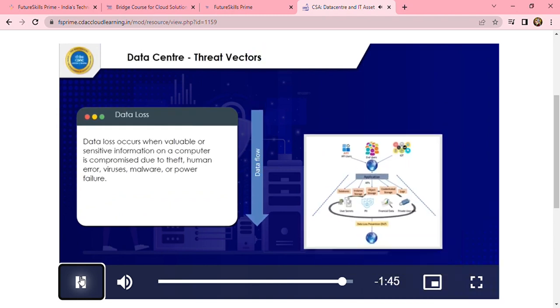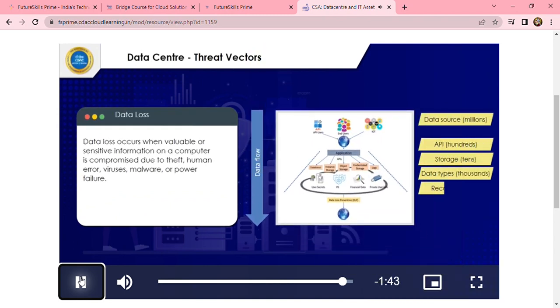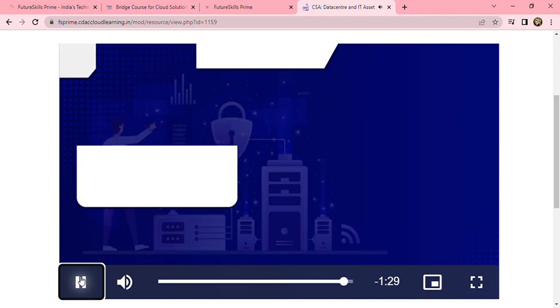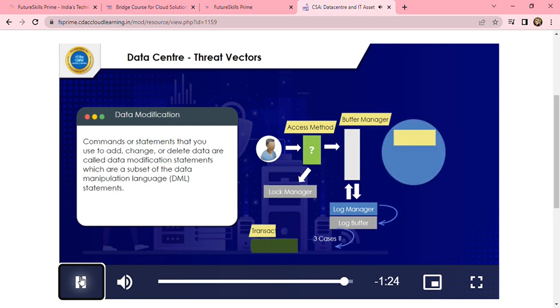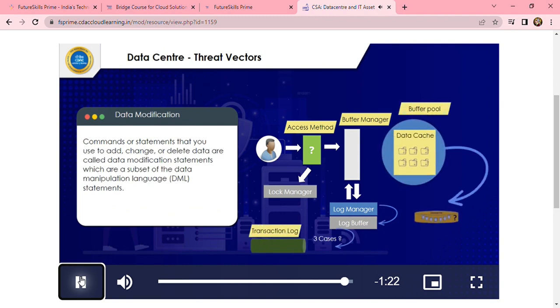Data loss occurs when valuable or sensitive information on a computer is compromised due to theft, human error, viruses, malware, or power failure. It may also occur due to physical damage or mechanical failure of the equipment. Data modification: commands or statements that you use to add, change, or delete data are called data modification statements, which are a subset of the data manipulation language, DML, statements. Some DML statements are: insert statement adds new rows to a table or view.